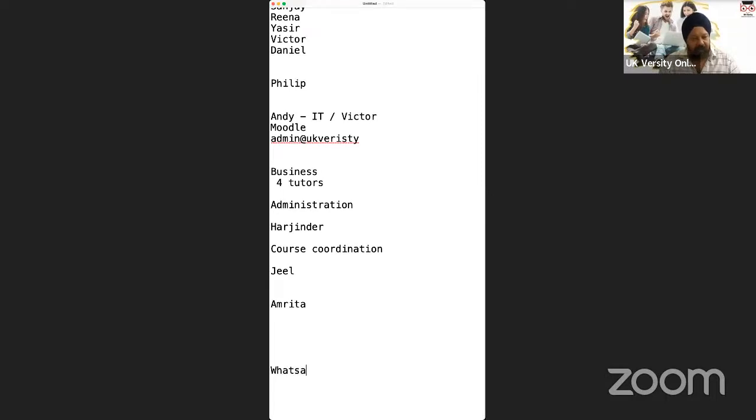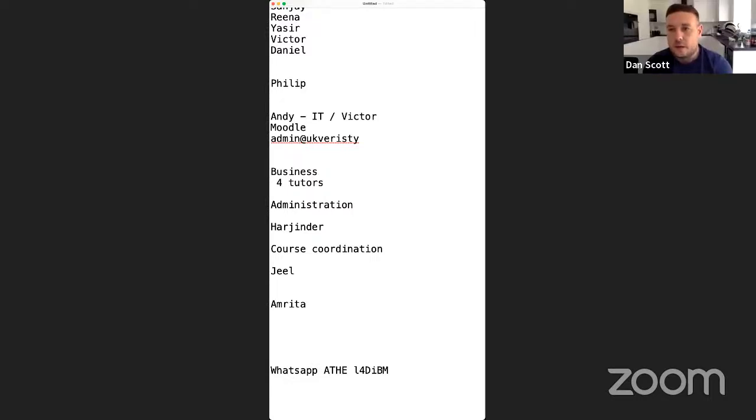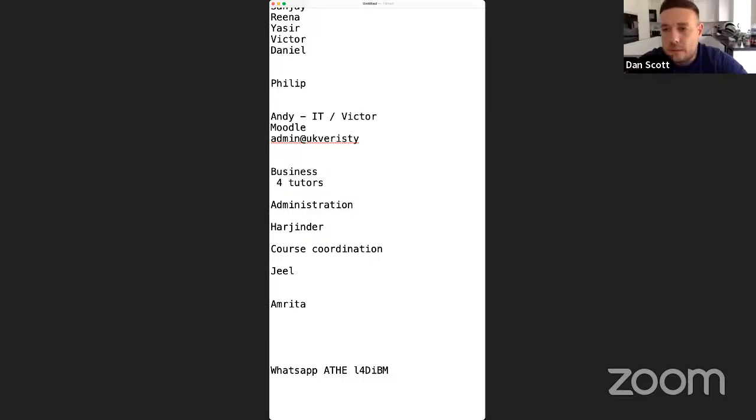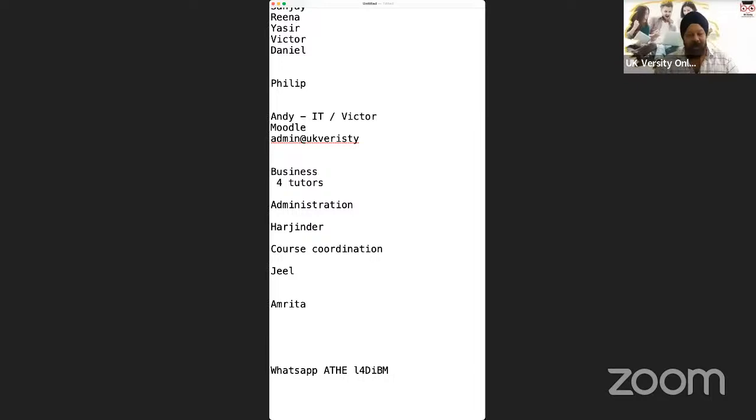We're going to add you to the WhatsApp group, which is the ATHE Level 4 Diploma in Business Management. There are people who are going to be added, and people who are going to be taken off because they're completing the course or joining the course. So we only have this for strict announcements, not for jokes and other bits. That's fine.